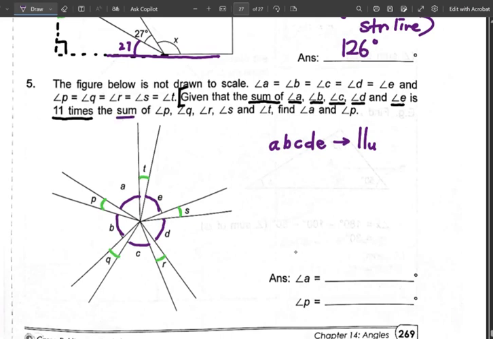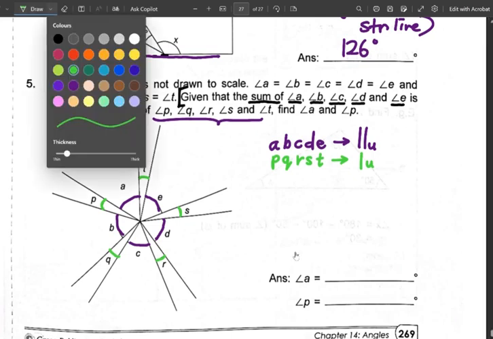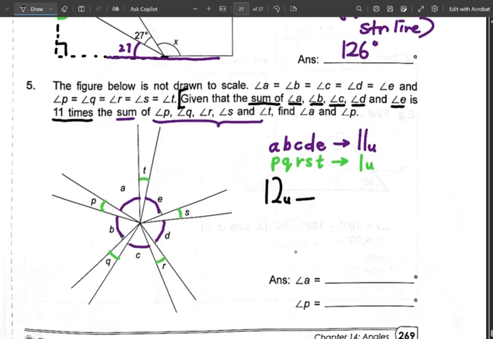The sum of P, Q, R, S, and T, right? Are you understanding? P, Q, R, S, T is how many units? 1 unit. Agree or disagree? What does this tell you? 12 units is how much? Why is 12 units 360? Because 11 units plus 1 unit. So 1 unit is how much? 360 divided by 12. Agree or disagree? We get 30. Correct or not?